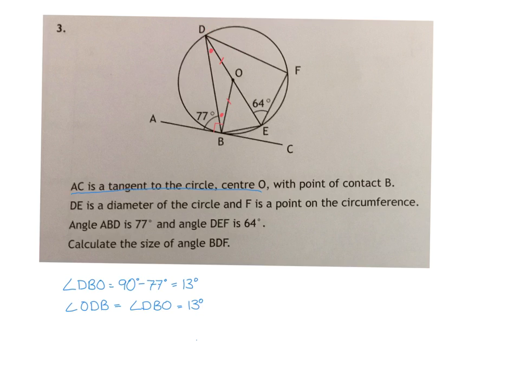So this triangle, if we look at the second line, we've got DE is the diameter of the circle and F is a point on the circumference. So one of the circle facts we should know is that any triangle that's made with the diameter of a circle, the angle at the circumference is a right angle. So we now know 2 of the 3 angles in that triangle, so we can use that to figure out what the third one is.